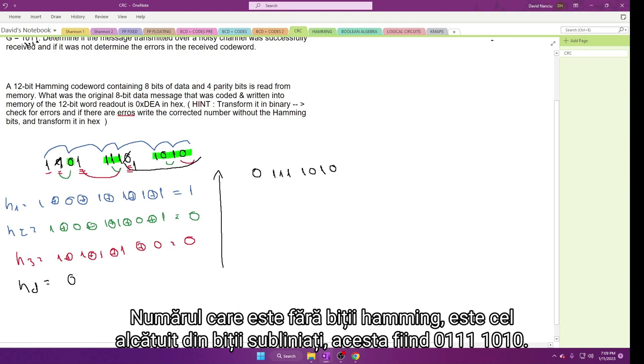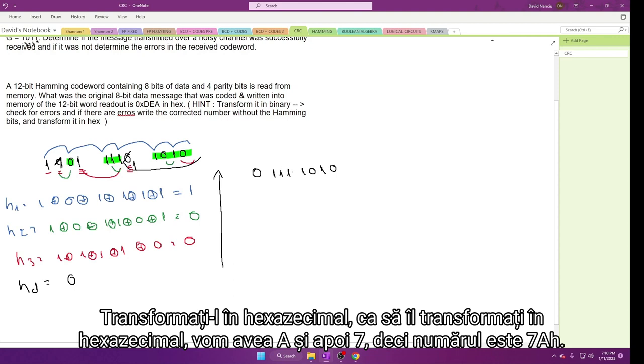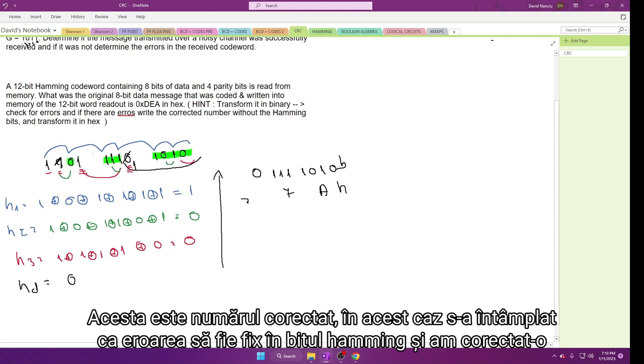0 1 1 1 1 0 1 1, basically all the non-Hamming bits from the original 12-bit word, and transform it into hex. Transforming it into hex, here it's a 10, so it's an A, and this is 4 plus 2, it's 7, so it's 7A in hex. This is the corrected number.